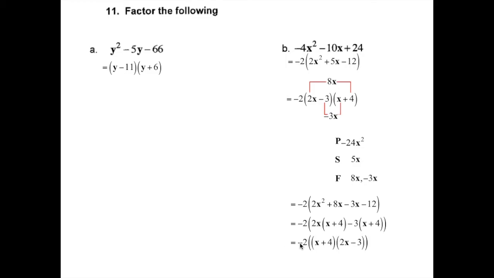So we end up with negative 2 times, factor out the x plus 4, I'm left with 2x minus 3. And then I have this useless outer bracket. I don't need it anymore. So we have negative 2 times x plus 4 times 2x minus 3. And notice it's the same answer up here. It's just a different order. And that's it for 11b.